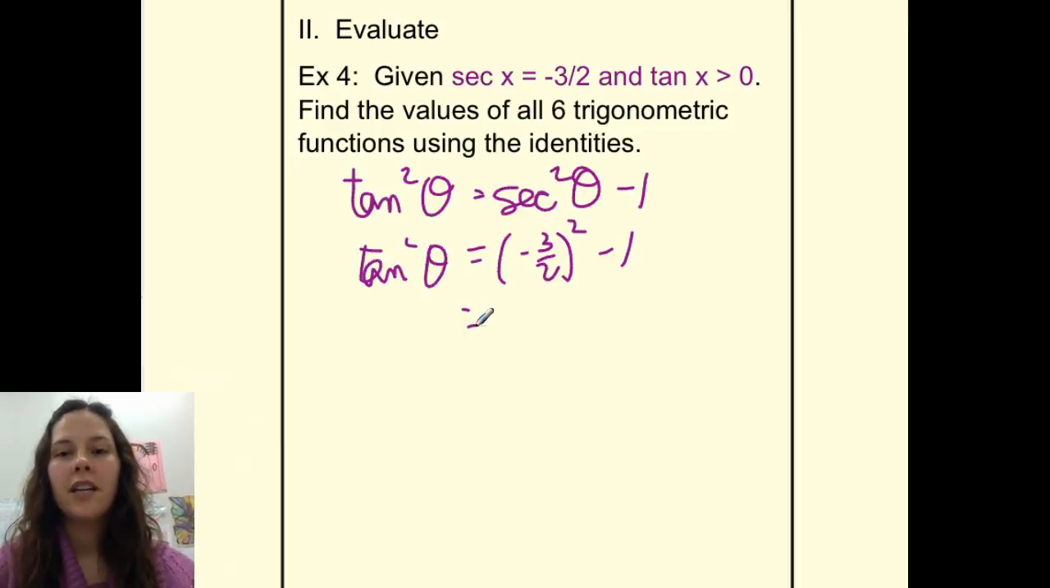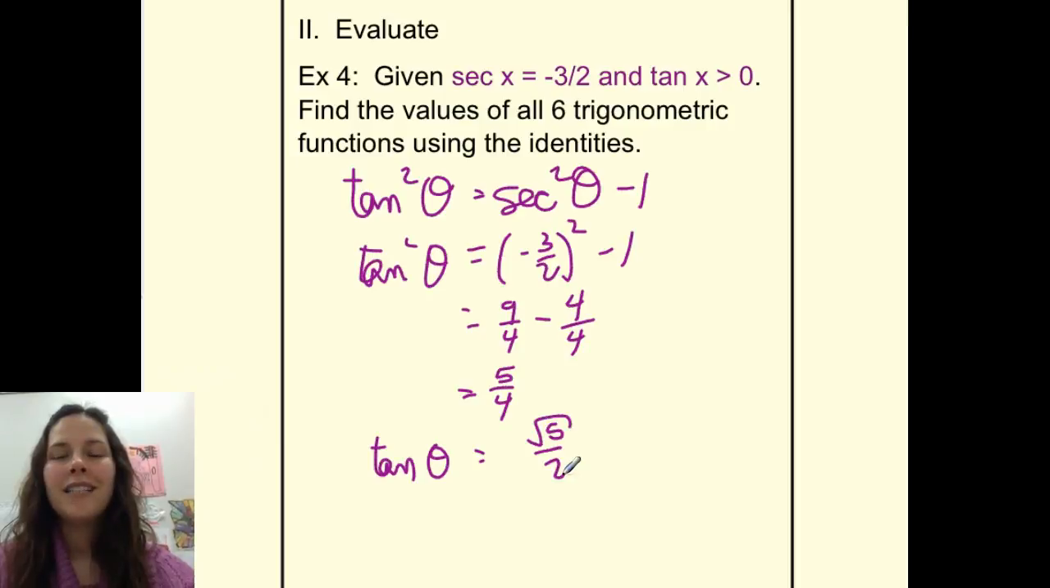First of all, squaring the negative 3/2, I get 9/4, and then I will need a common denominator to subtract my 1, so I'm going to multiply 1 by 4 over 4. So tangent squared is 5/4. Taking the square root of both sides to get tangent of theta, we get the square root of 5 over 2. Now we need to check which quadrant we're in to see if the value of tangent is positive or negative.